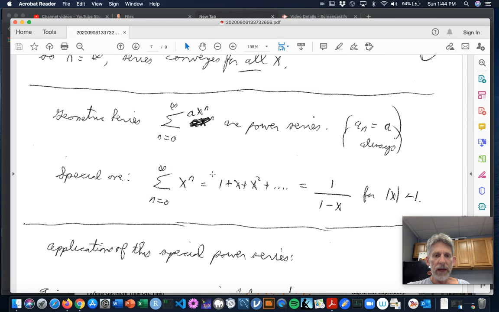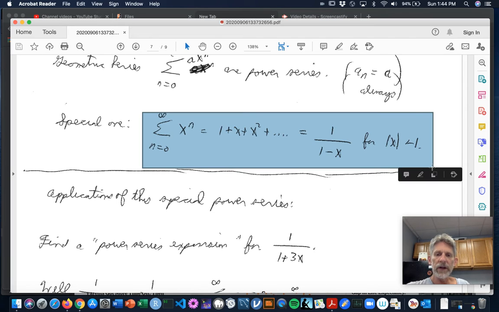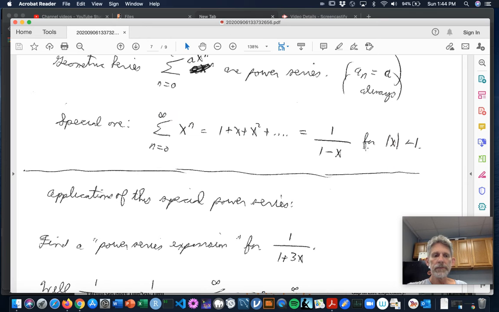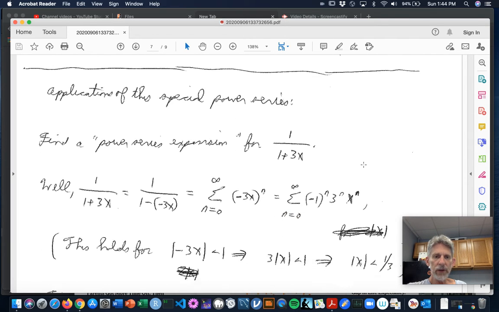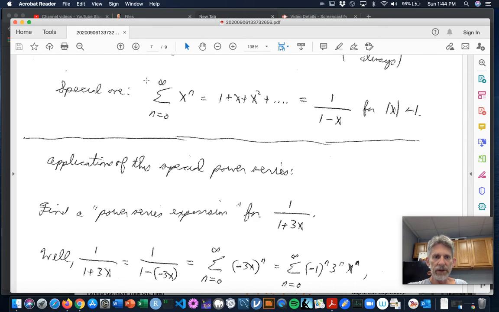And that one, you could write out the first few terms like this. That one is going to have to converge to 1 over 1 minus the ratio for all situations where the absolute value of the ratio is less than 1. So let's just keep this one in mind. It turns out you can relate a lot of things to it. So let me show you what I mean with some applications that bring in that special power series up here.